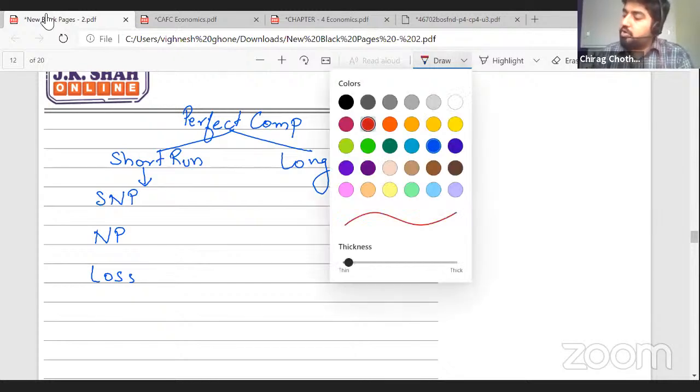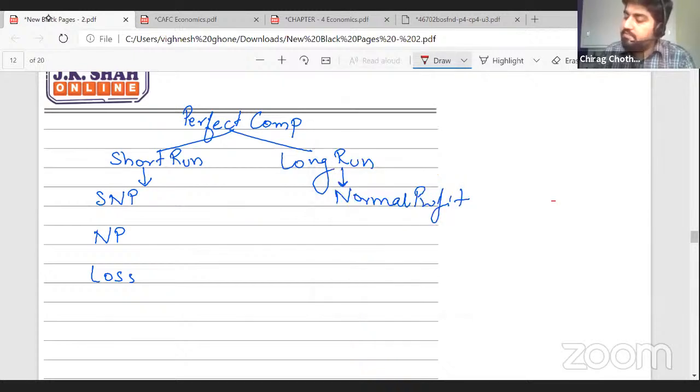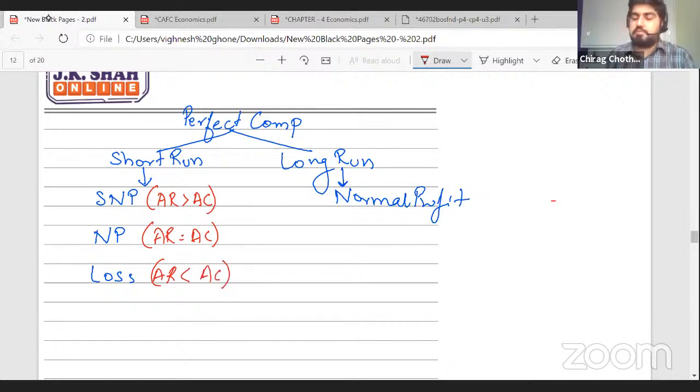Now, what do you mean by supernormal profit, normal profit and loss? If your average revenue is greater than your average cost, it will be your supernormal profit. If your average revenue is equal to your average cost, that will be your normal profit. If your average revenue is less than your average cost, then it will be your loss. Simple? Sure about this one? And normal profit in the long run means long run average revenue will be equal to long run average cost.